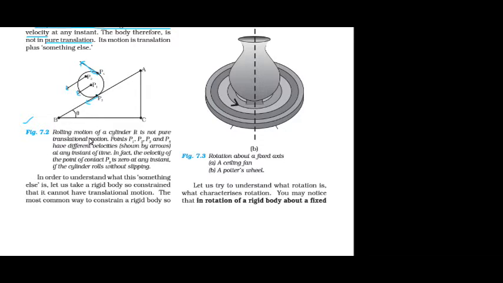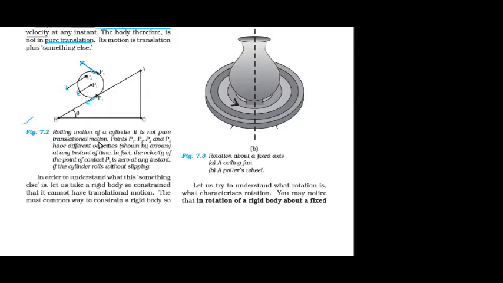Now figure 7.2, they have given the description. Let us read the description. Rolling motion of a cylinder is not pure translational motion. Points P1, P2, P3 and P4 have different velocities, shown by arrows, at any instant of time. In fact, the velocity of the point of contact P3 is 0 at any instant if the cylinder rolls without slipping.